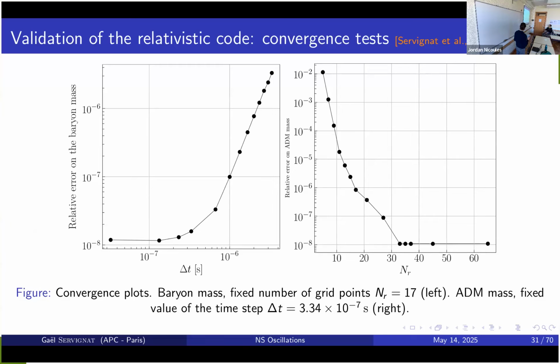So one test that has to be performed to see whether the code works or not is a convergence test, which allows us to highlight the orders of the numerical schemes. So on the left is the time scheme, which is explicit integration, which is order 3. So you fix the number of points, you vary the time step. You get a slope, which is still 3, corresponding to the order of the integration scheme.